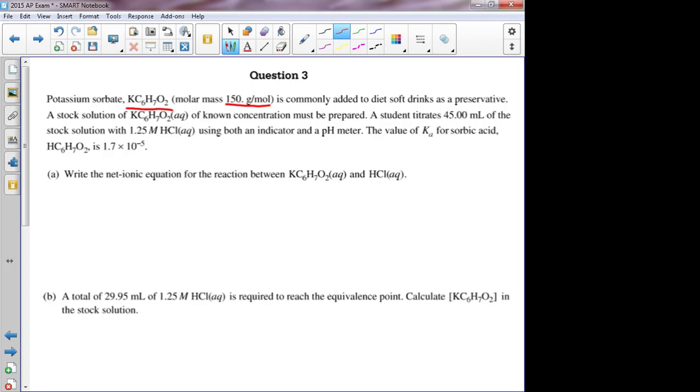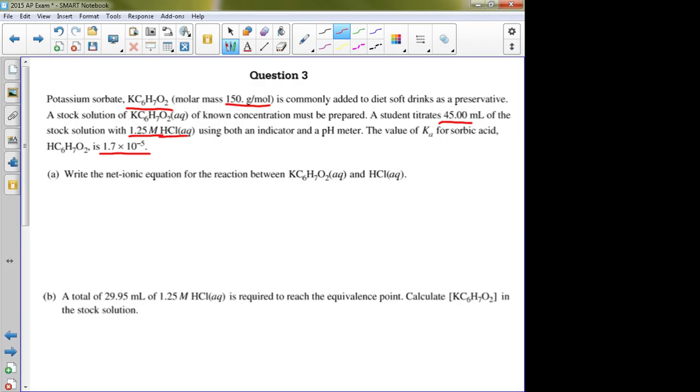A stock solution of KC6H7O2 of known concentration must be prepared. A student titrates 45 milliliters of the stock solution with 1.25 molar HCl. And I should have underlined 45 milliliters. Using both an indicator and a pH meter. The value of Ka for sorbic acid, HC6H7O2, is 1.7 times 10 to the negative fifth.